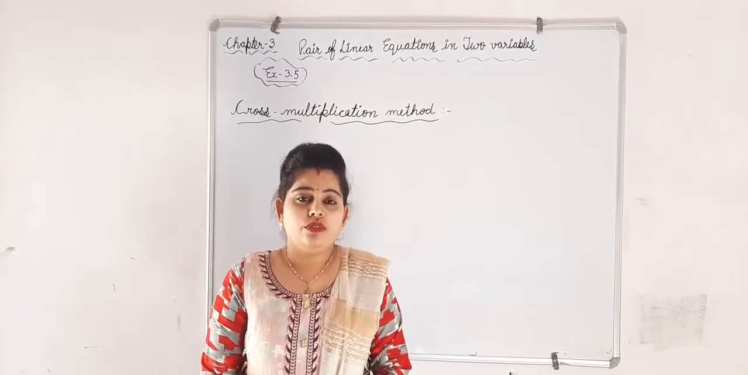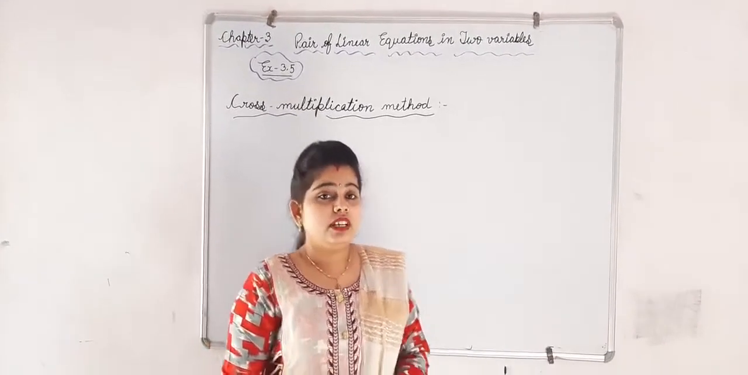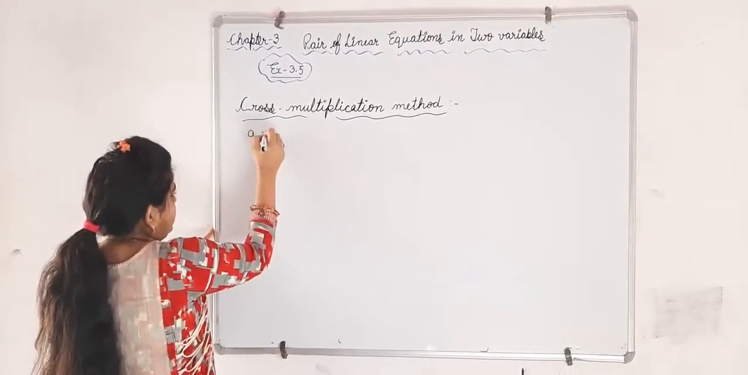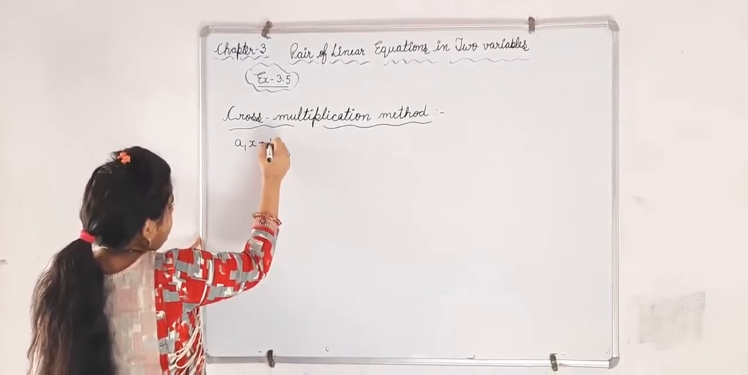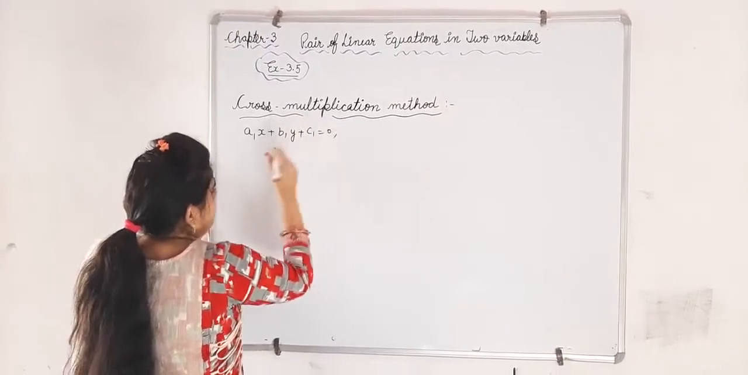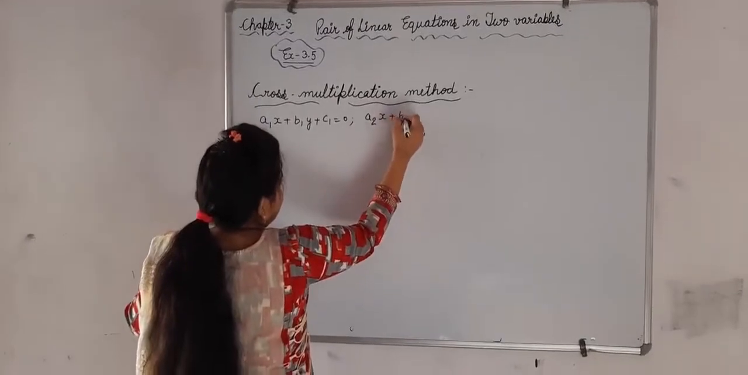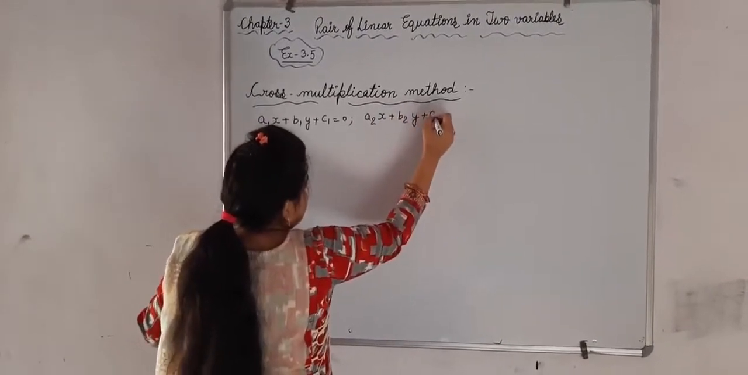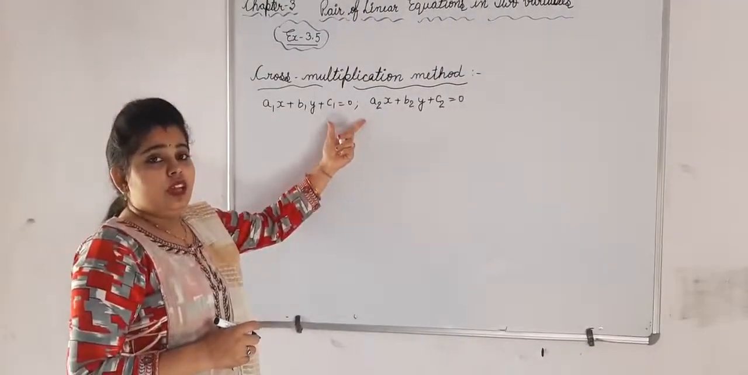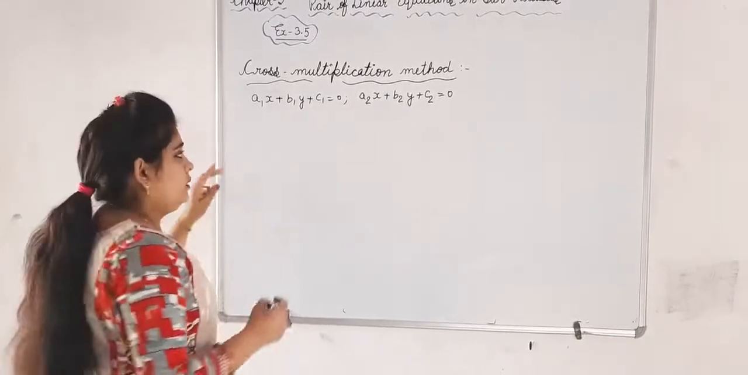Exercise 3.5, we will study the cross multiplication method. What is the cross multiplication method? Suppose we are having two linear equations in two variables. These are standard equations, a1x plus b1y plus c1 is equal to 0, a2x plus b2y plus c2 is equal to 0. Now, from these equations, we have to find values of x and y using the cross multiplication method.